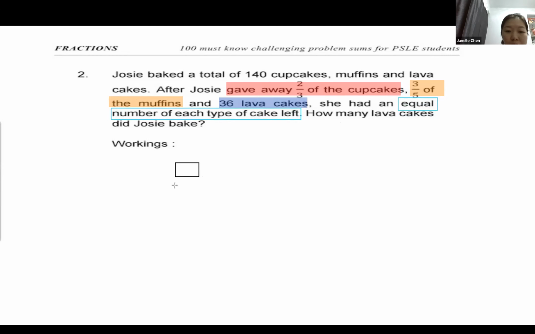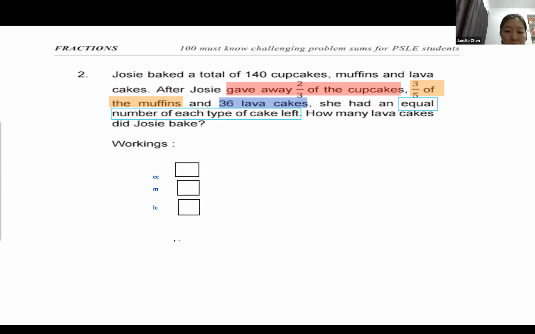So if you start from equal number, it helps you gauge how to draw the starting of the model. Okay, it might not be totally equal because the cursor is not following it well. So we have cupcakes, followed by muffin, and then the next one we have a lava cake. Then this is our left.